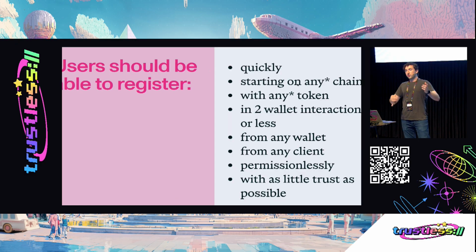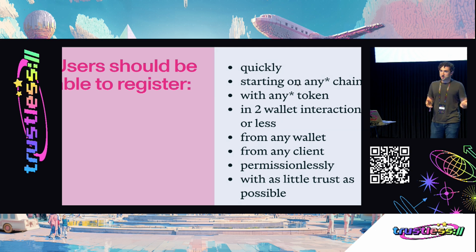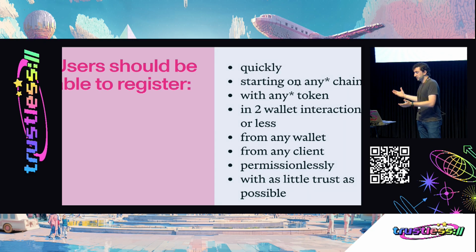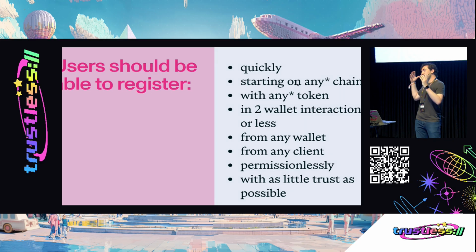So what does making registration easier look like? It looks like some of these things. A user should be able to register a name quickly, starting on any chain, starting with any token, in less than 2 wallet interactions, which we have today. So obviously, we don't want to make it worse. They should be able to use any wallet. They should be able to use any client, meaning any website should be able to implement this stack that we're about to talk about. It should be completely permissionless and as trustless as possible. These are the requirements that we have in building out ENS v2 on Namechain.